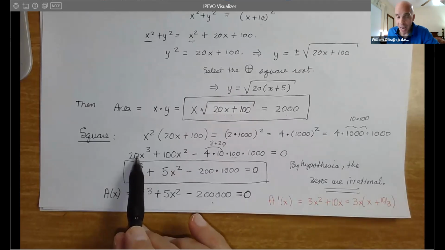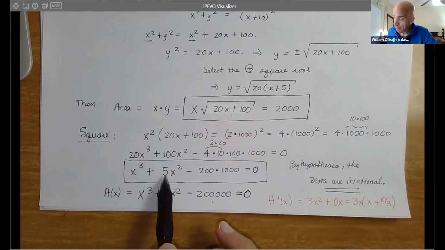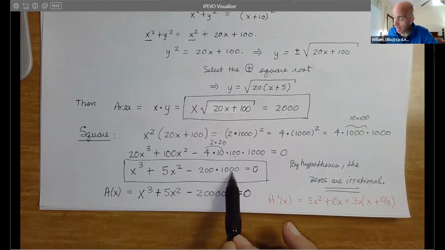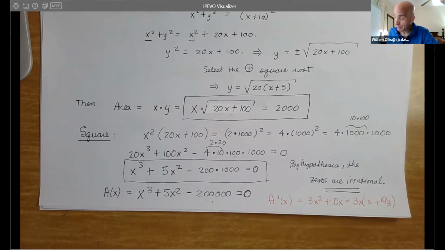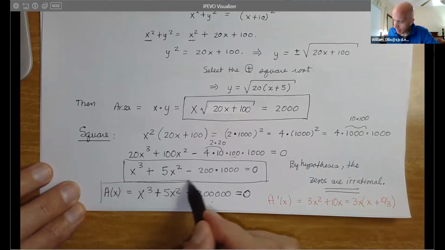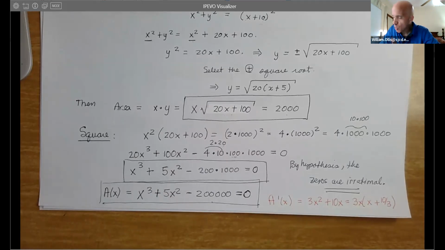And so now when you divide by 20, you get x cubed, you get 5x squared, and then of course this leaves behind the 2 times the 100, 200 times 1,000, which is 200,000. And you're thinking, wow, look at this. That's the polynomial. And you're thinking, oh, joy, joy, Professor Ron. I guess I'm just going to look at all the factors of 200,000 and apply the rational zeros theorem. Well, the answer to that is no, and then no.